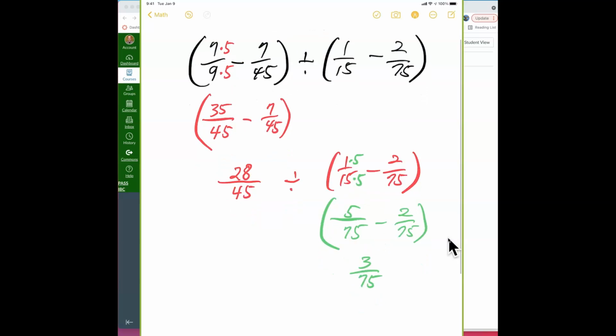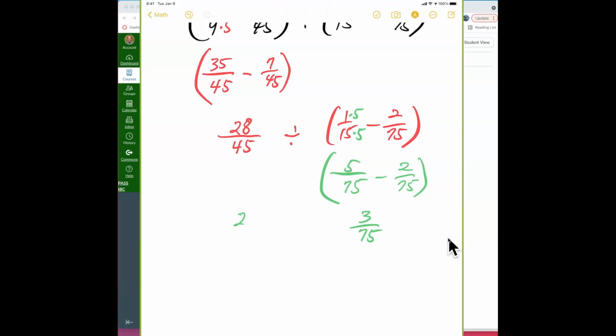So now we can rewrite our problem as 28/45 divided by 3/75. Okay, so normally what we do when we divide is we do the keep, change, flip method. So let's use blue. Keep means 28/45 stays the same. Change means change the sign, and I suggest writing an asterisk this way for multiplication. And then we flip 3/75 to 75/3. Okay, and then we just multiply these together.